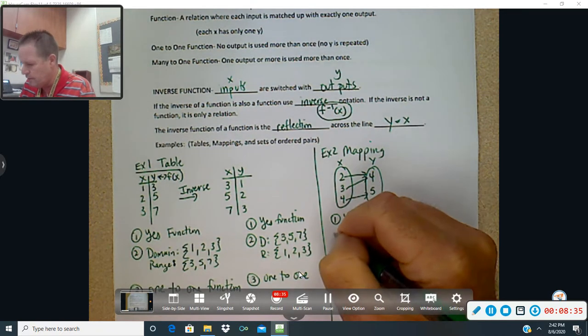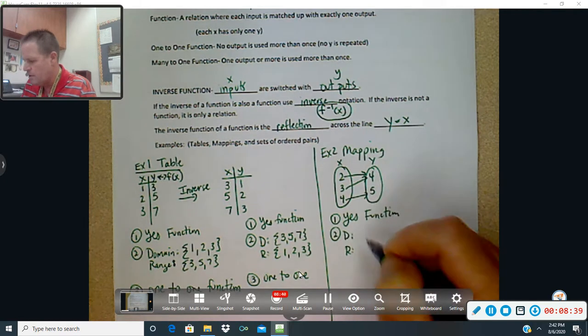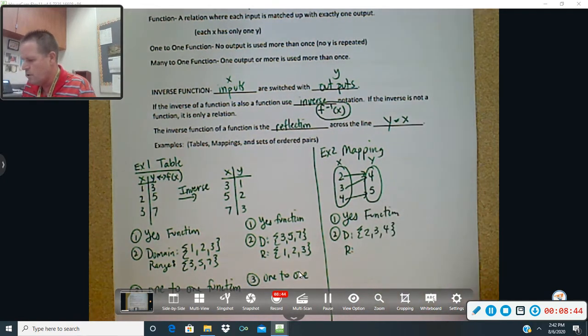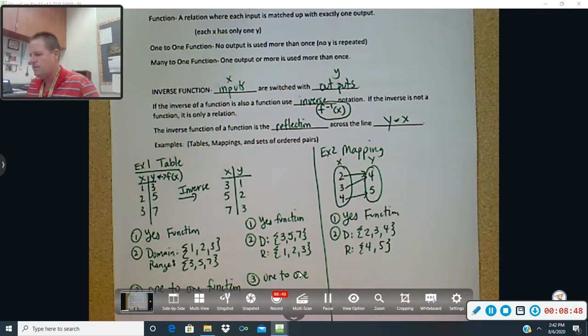Okay, domain is all the x's, range is all the y's. So the domain is going to be 2, 3, and 4. The range is going to be all the y's, 4 and 5. Okay.